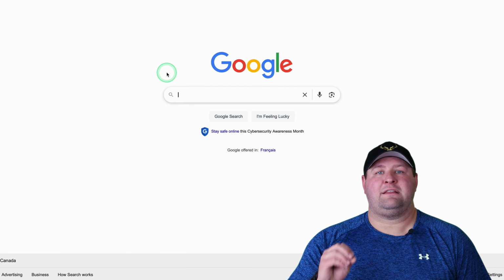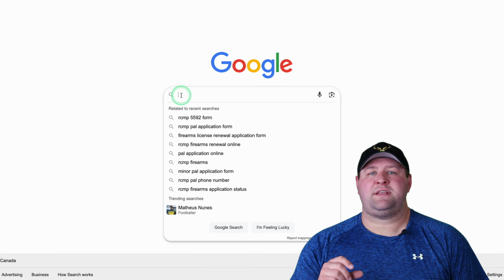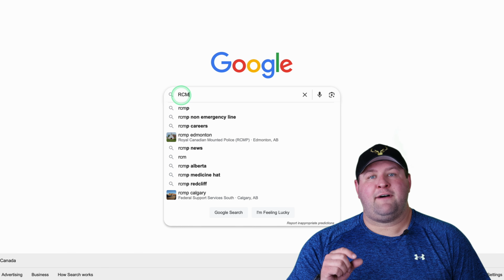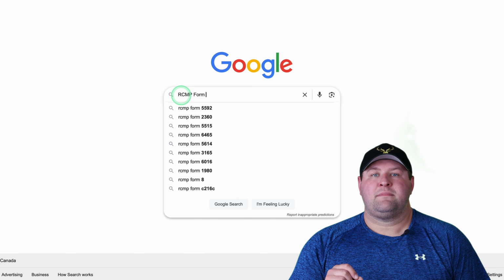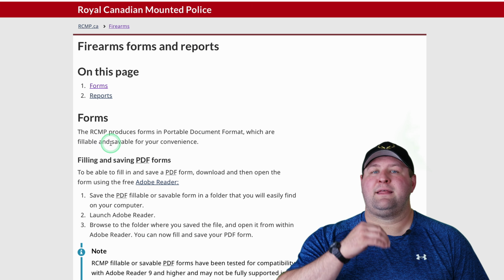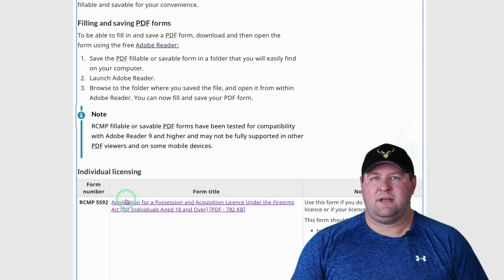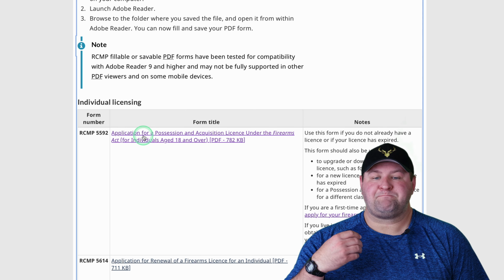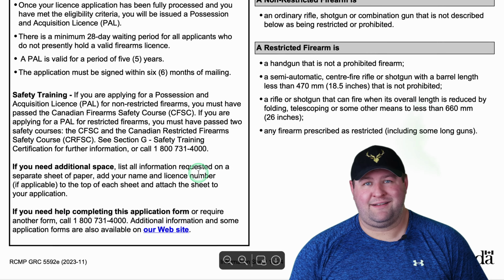So the price of your application changes every March 31st. So I want you to go and find the latest version. So Google RCMP Form 5592E and open that up. Now I recommend you type this all out first, then print it to get all the signatures. And that way it's going to be legible so they can read it.